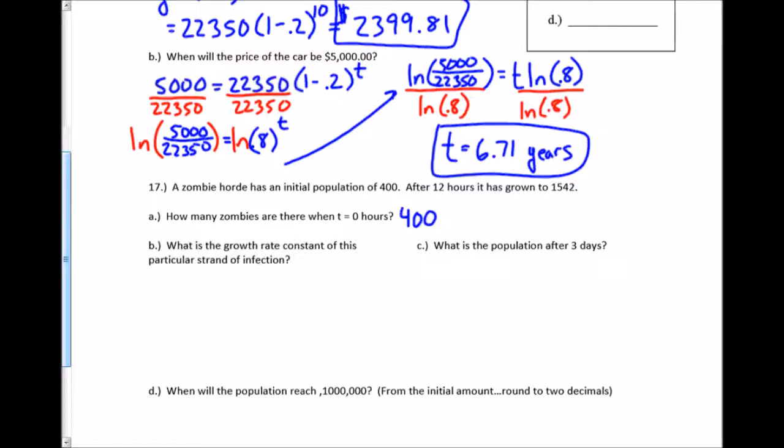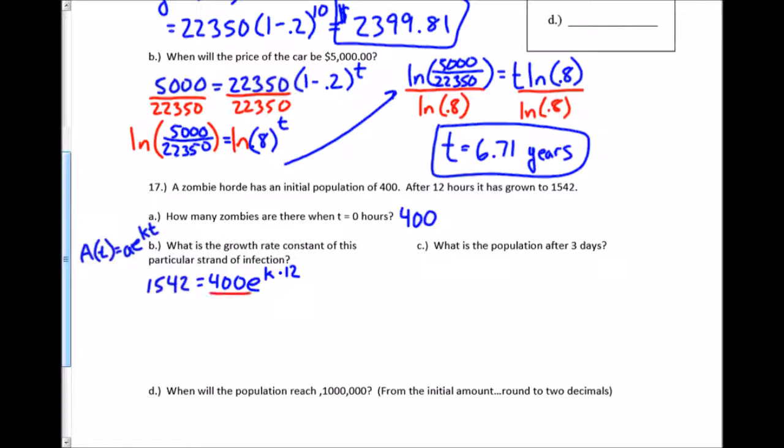And then we want to find the growth rate constant for this particular strand. So again, this is going to be my continuous model, a times e to the kt. And its growth, we've gone up in numbers, so it's a positive kt. So then we plug in what we know. We know the initial amount is the 400. K is the thing I'm looking for. And then it gives me a time of 12 hours. So I can plug 12 in for time. And if I have a 12 in there for time, the population at 12 hours is going to be the 1,542. And so now I can solve this.